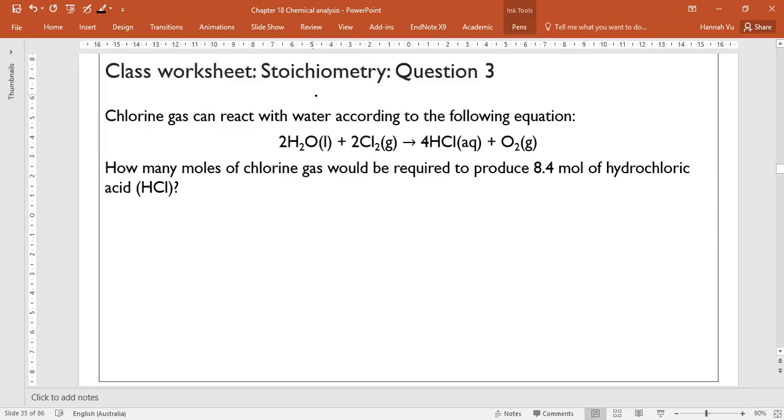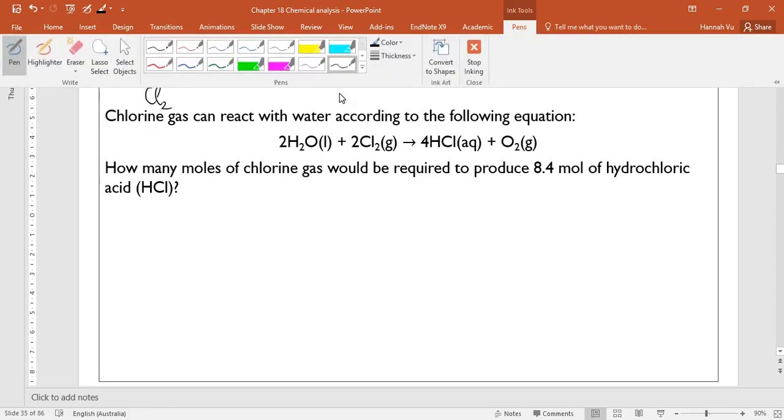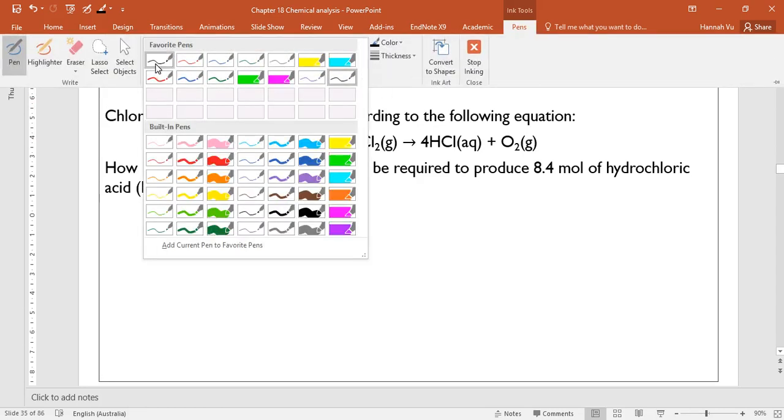Chlorine gas can react with water, so chlorine gas is Cl2. I do not like that, so I'm going to use a different pen. Why doesn't... is it this one?